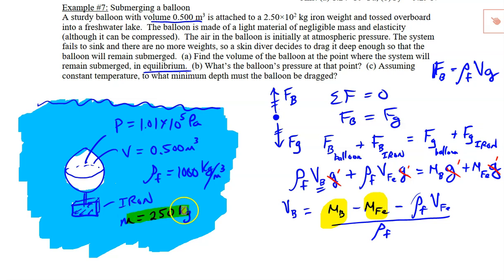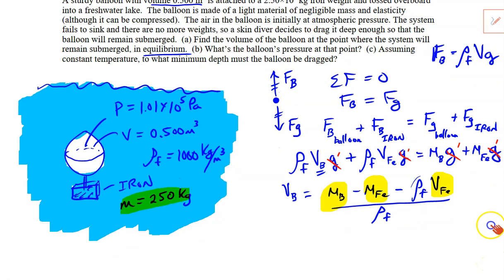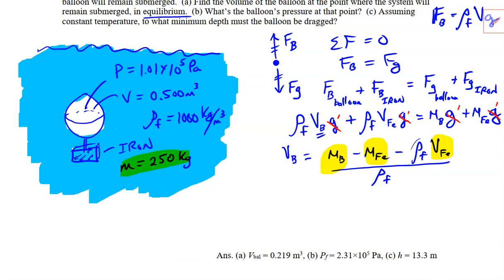Now we do know the mass of the iron is 250, so we know that. We also need to find the volume of the iron. So let's do some things on the side here. Maybe we'll erase this bit. So the volume of the iron, what is that equal to? Remember, density equals mass over volume. And we need to look up the density of iron in order to find the volume of the iron if we know the mass of the iron. So let's look that up.